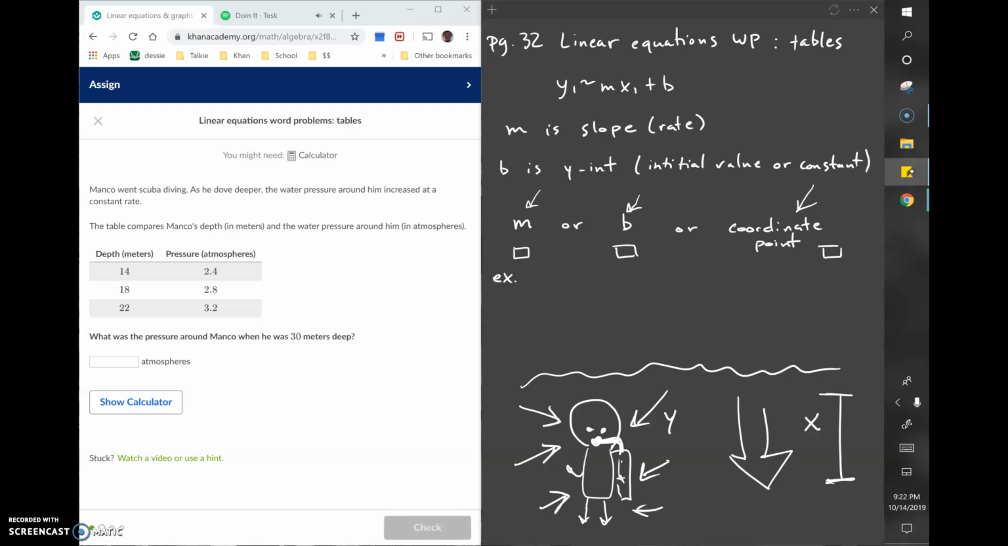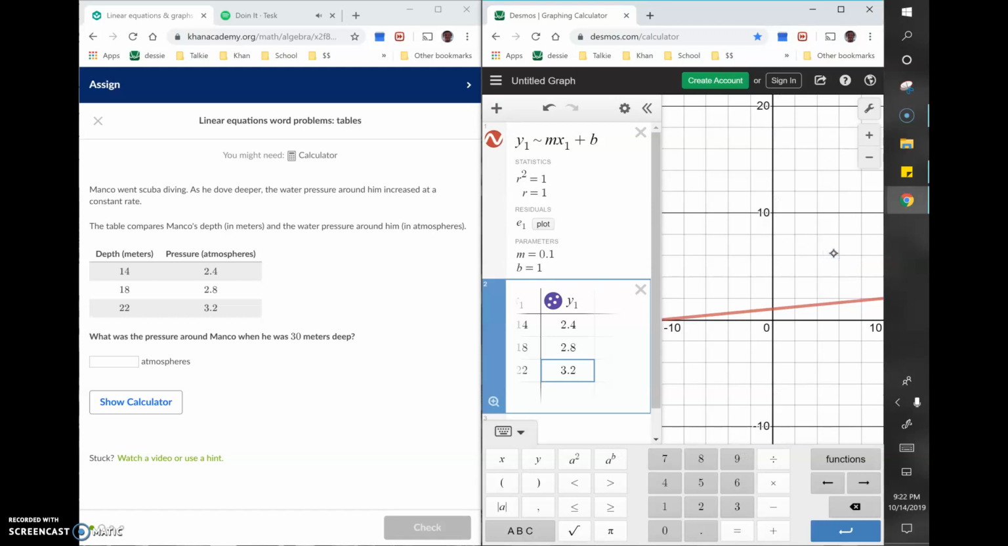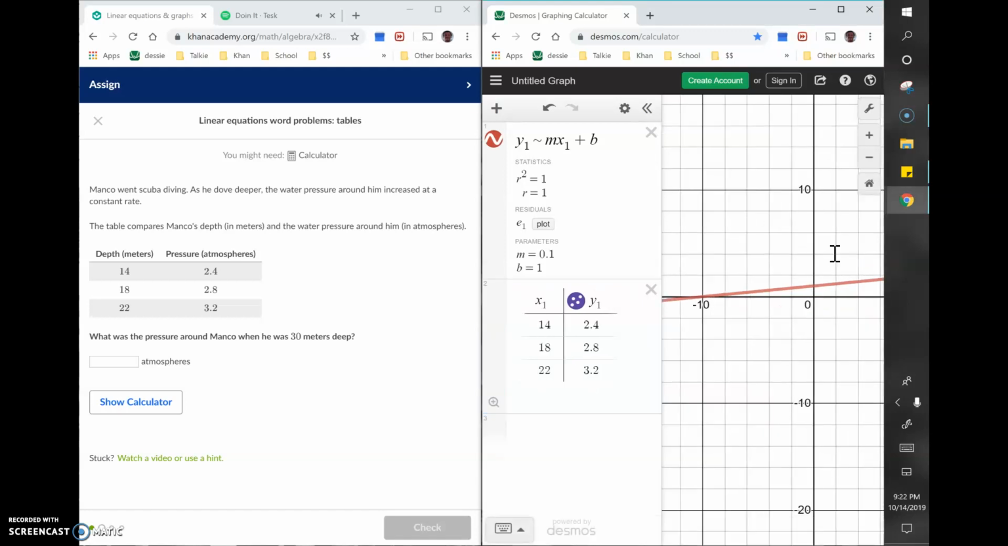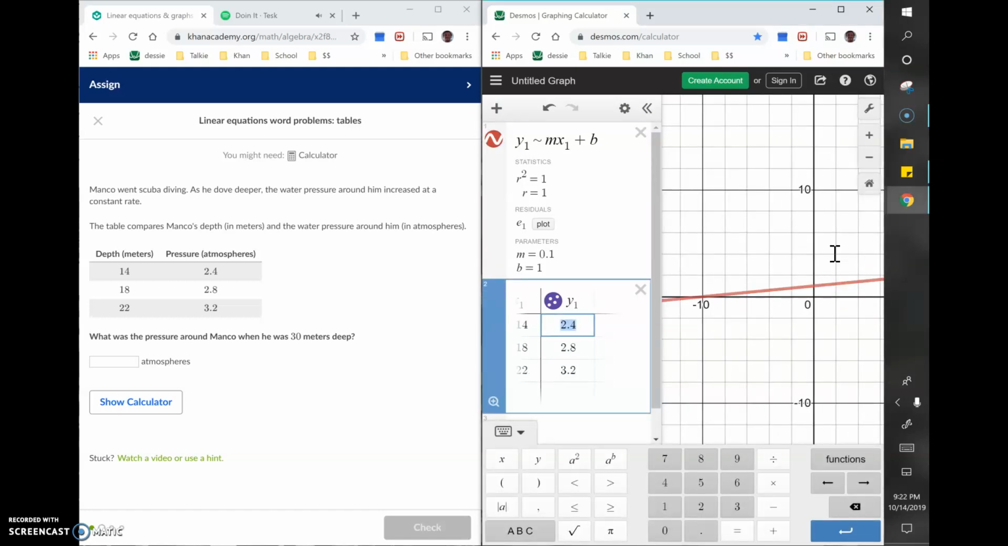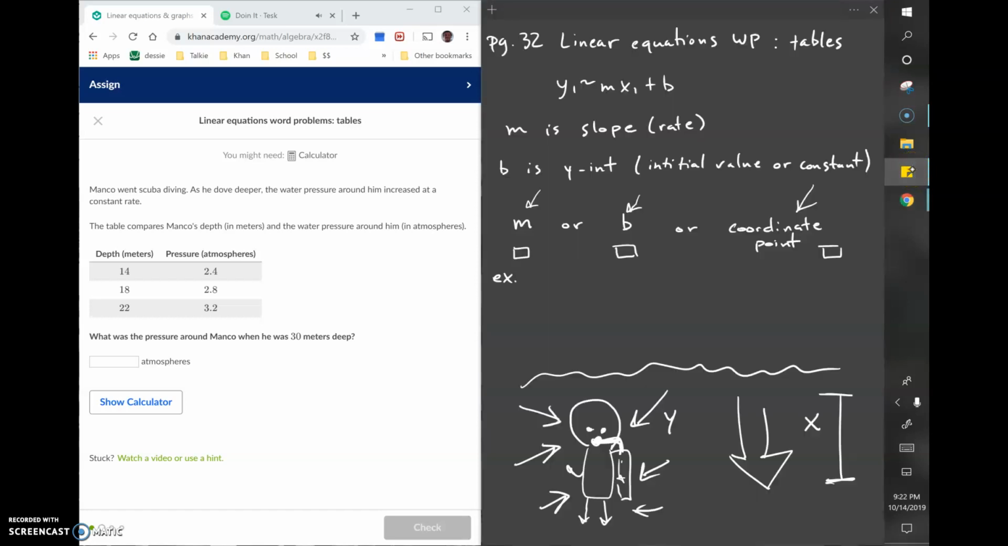But the first part is just to read it, and then as soon as you read it, you want to put in this equation and transfer that table over so that you can get the line in Desmos. So Monco went scuba diving. As he dove deeper, the water pressure around him increased at a constant rate.